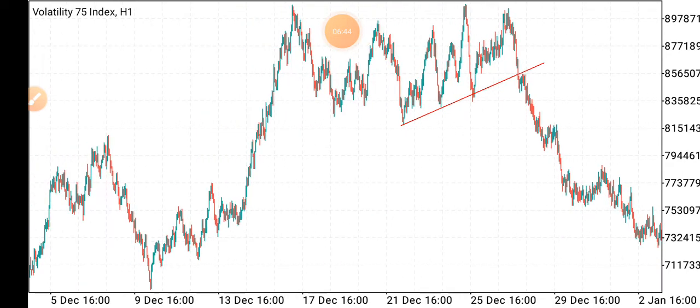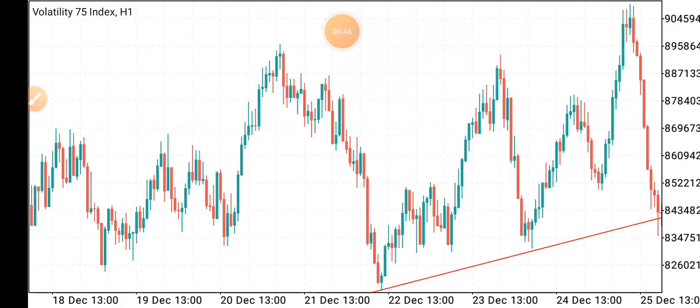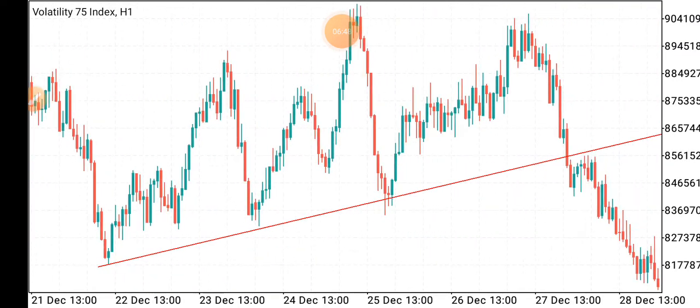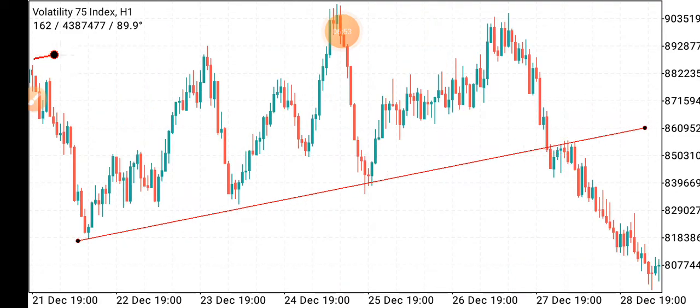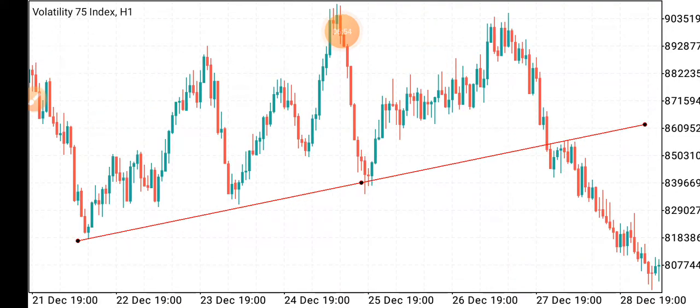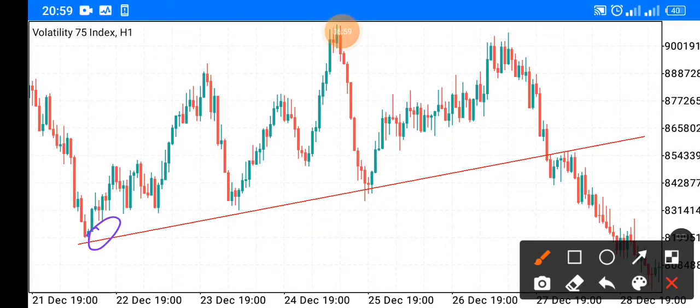Okay, so right here we're connecting these 2 points right there. This is our first point, our second point. This almost touched our trend line, but it didn't. So those are the points that we're going to be using.